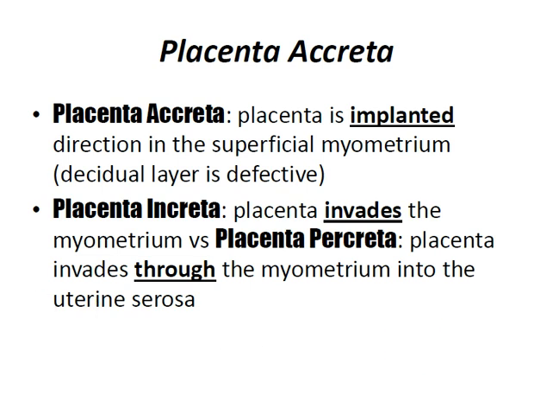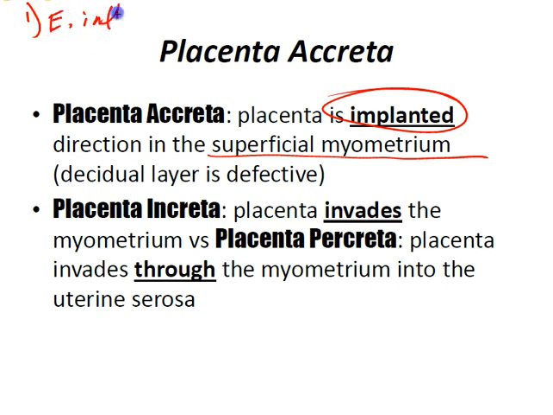So, placenta accreta. There are so many placenta problems: percreta, accreta, increta, placenta previa, placenta abruption, all that stuff. Placenta accreta is when the placenta is implanted directly in the superficial myometrium, which means the decidual layer is defective. Now, the risk factors for placenta accreta. Number one is endometrial inflammation.